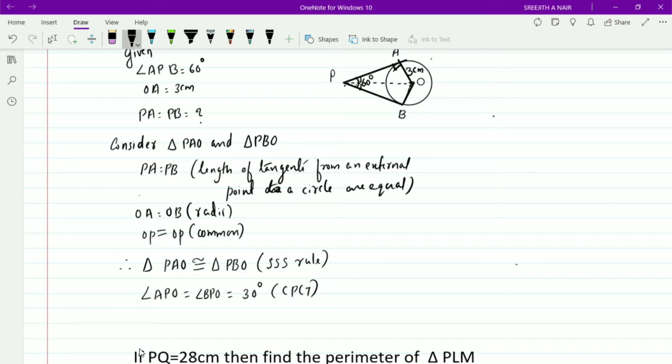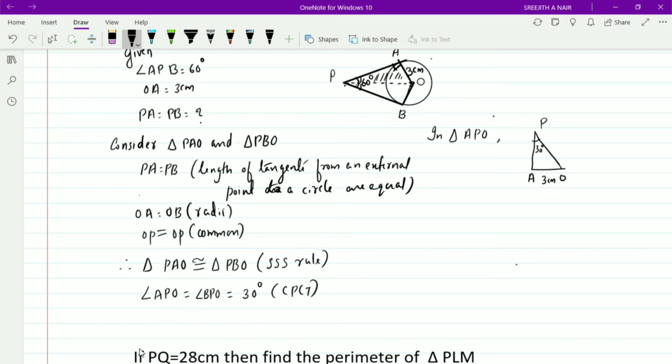Now we have to consider triangle APO. In triangle APO, we know one angle and one side. So I am drawing the triangle here separately. This is the triangle I have drawn. In that, angle A is 90 degrees because tangent and radius are perpendicular to each other, and angle P is 30 degrees, which we proved. OA is equal to 3 centimeters.